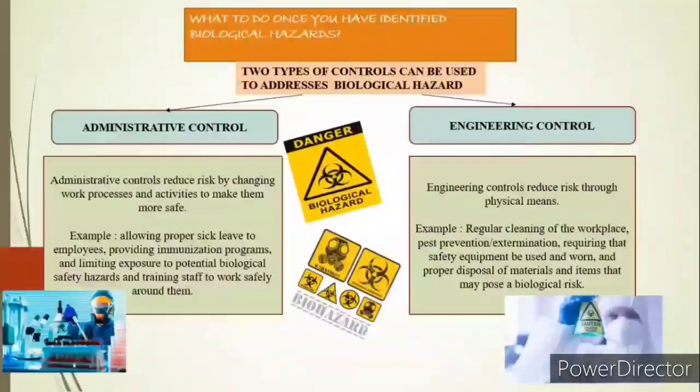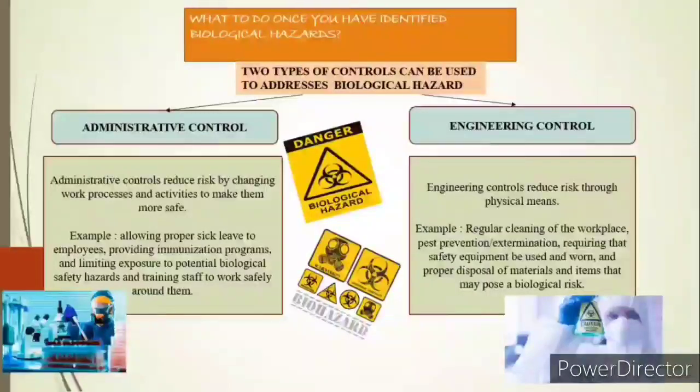So what to do once you have identified biological hazard? Once you have identified biological hazards in the workplace, it is important to eliminate as many as possible as well as reduce the risk to employees. By implementing controls in the workplace, the risk of biological hazard can be greatly reduced, and in some cases we can eliminate it completely. In this slide, there are two types of controls that can be used to address biological hazard: first is administrative control, and second is engineering control.